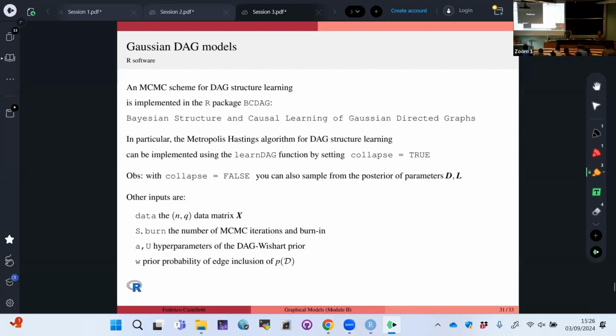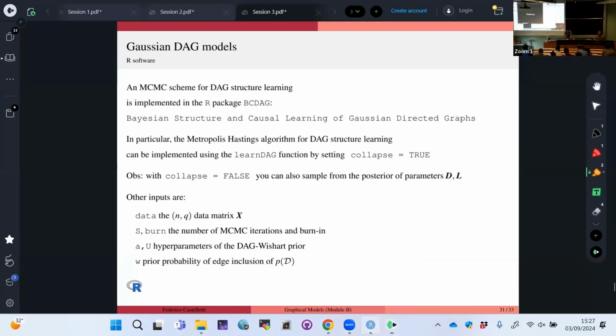If you want to do inference on the parameters of the DAG, D and L, and implicitly on omega, you can set collapse false, in which case the algorithm will approximate a joint posterior over DAG, D, and L. Other inputs of the function are the data matrix, as usual, the number of MCMC iterations and the burn-in period. And then we need to set the hyperparameters of the DAG-Wishart prior, A and U. And finally, a prior probability of edge inclusion, what we called pi in our notation before. It's called w here in the R implementation.